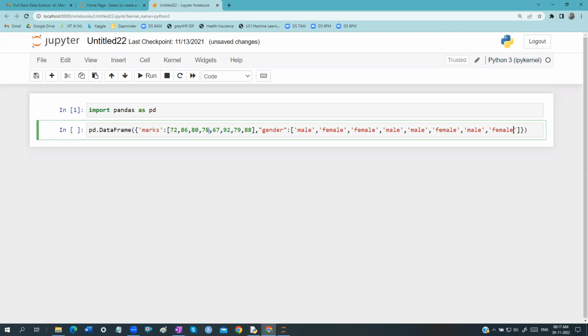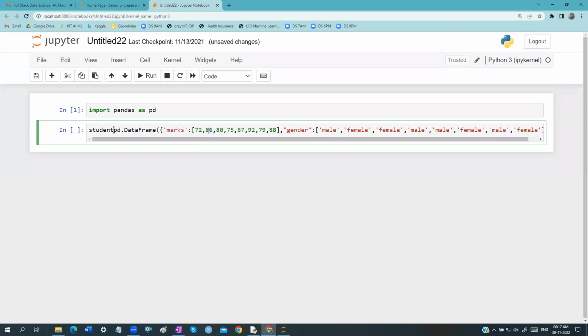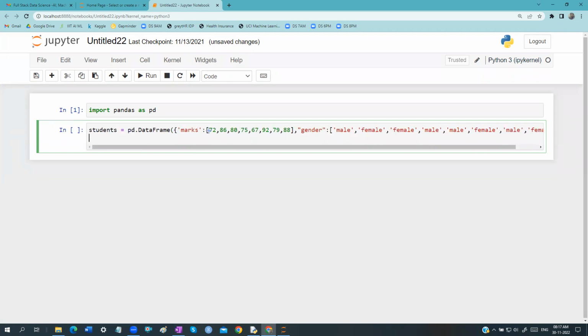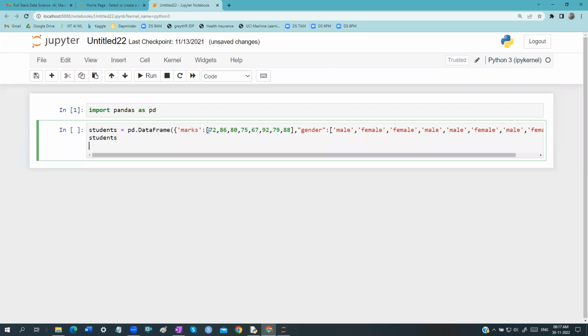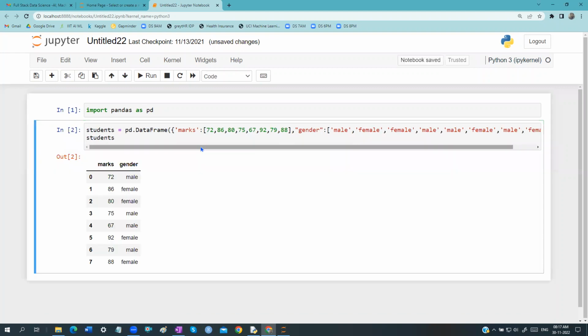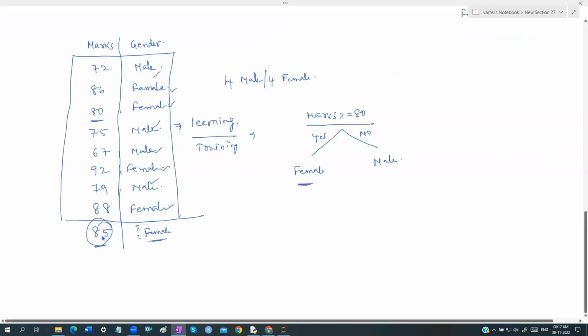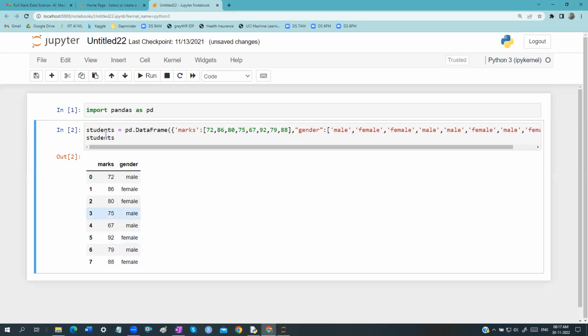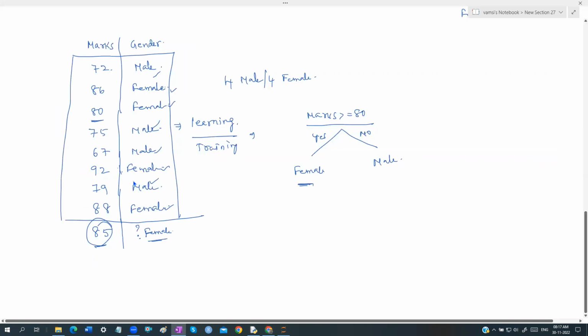Okay. So this is the data belonging to some students' data. Just don't worry about that. I can show you the students' data in a structured format, like this. Can you see the same data has been given: 79, 88, 67, 92, 75, 80, 86, 72, and male, female, female, male and male, female, again male and a female actually.